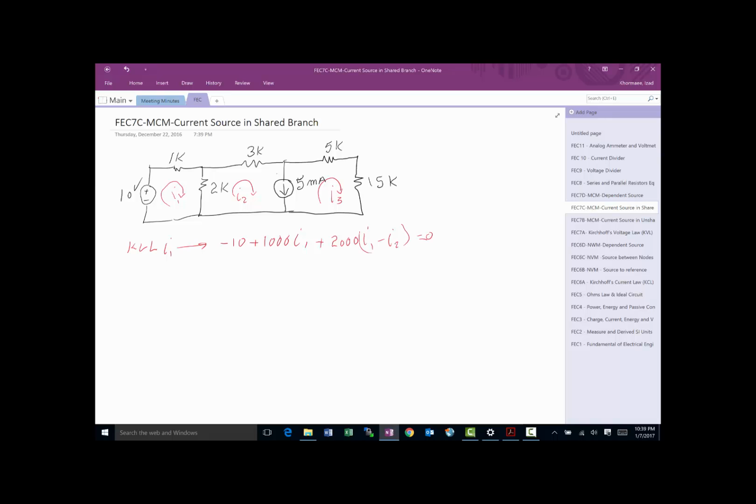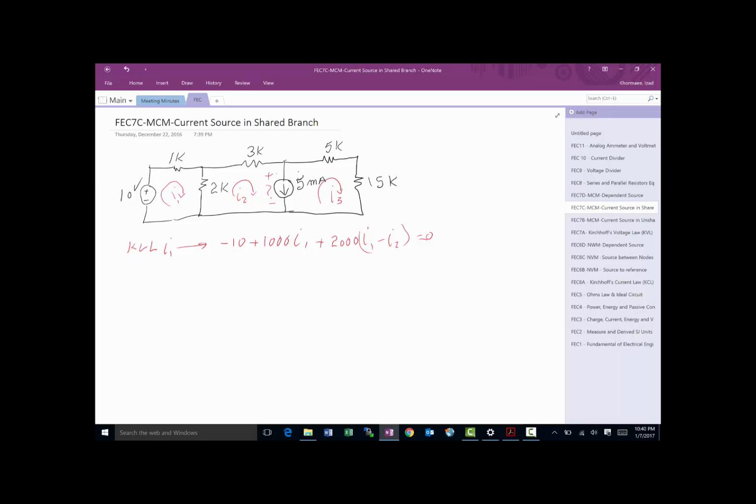Now, if you notice, once you go to write the KVL for I2, you cannot write it because you do not know the voltage across this one. You can go around the loop. You know what the current is through here, but you don't know what the voltage is.